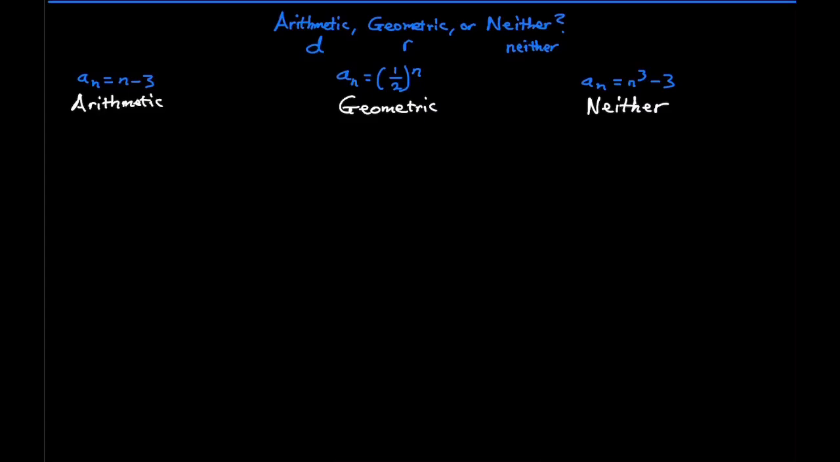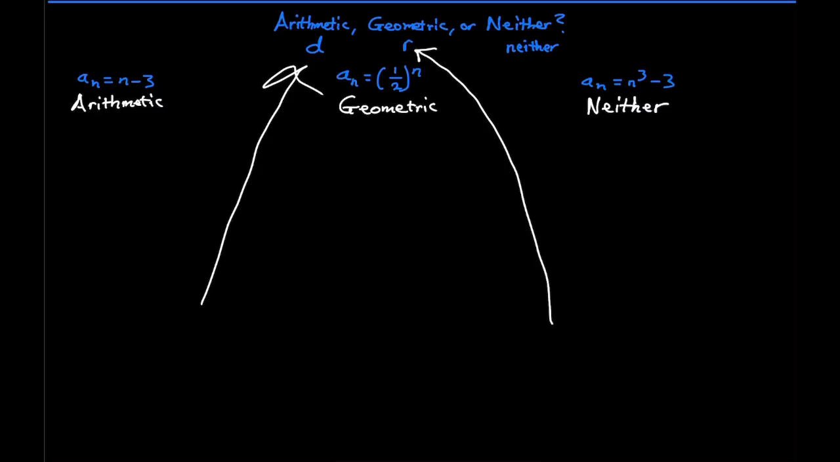And that's how you can figure out these ones. So you're just trying to find out if there's a common difference. If there is, then it's arithmetic. Or if there's no common difference, and you check if there's a common ratio, and there is, then it's geometric. But if there's no common difference and there's no common ratio, then it's neither.